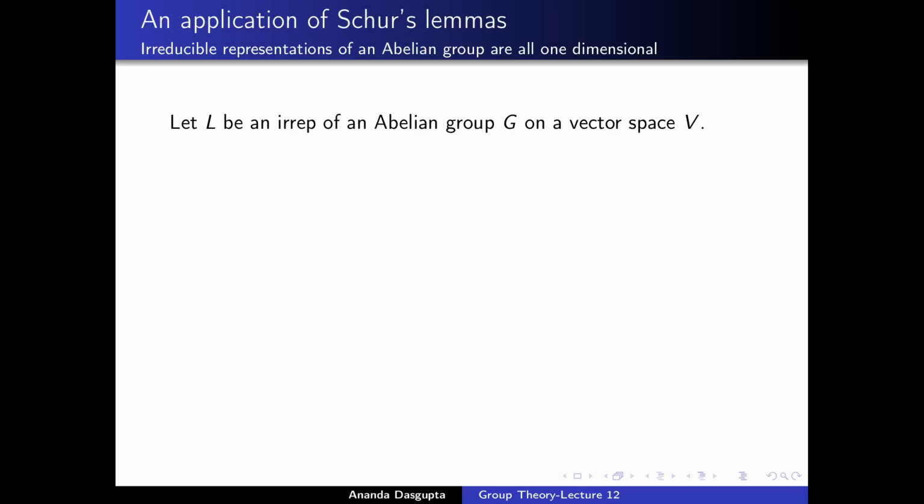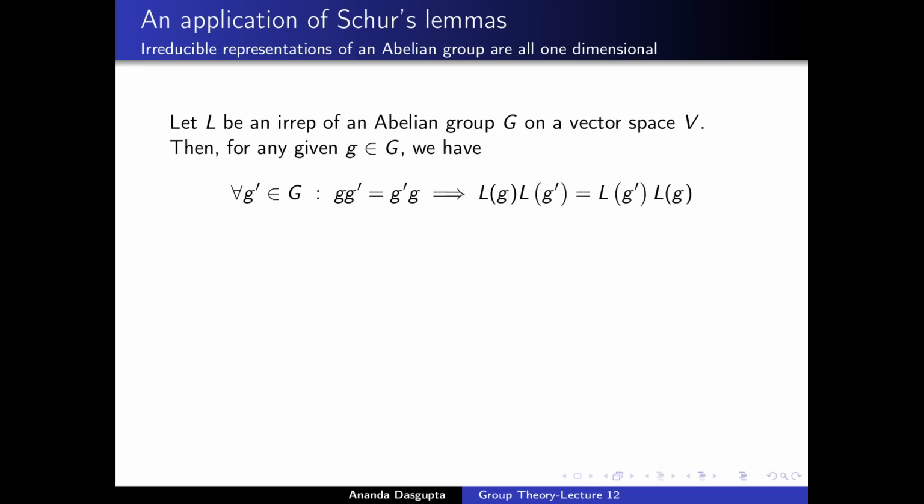You start with L being an irrep or irreducible representation of an abelian group capital G on some vector space capital V. Then for any given small g belonging to capital G, we have g g prime equals g prime g for all g prime belonging to capital G. That of course is a basic characteristic of the group being abelian. All the products commute. But because L is a homomorphism, this immediately leads us to L(g g prime) being the same as L(g prime g).